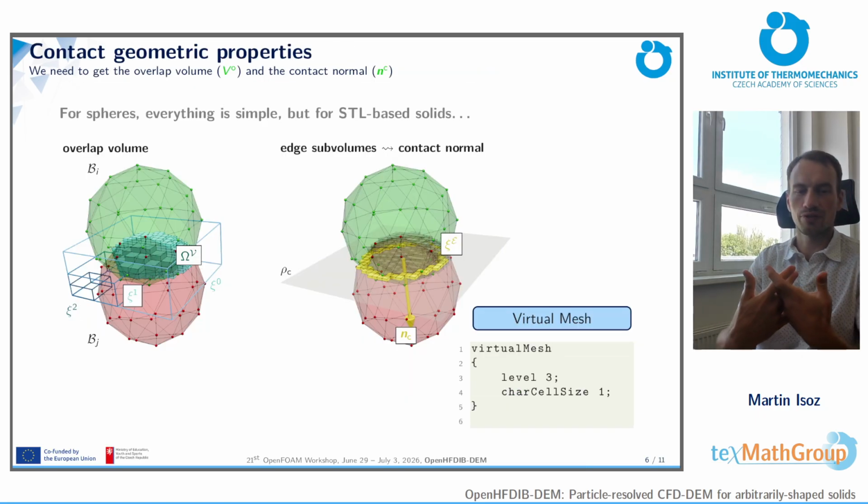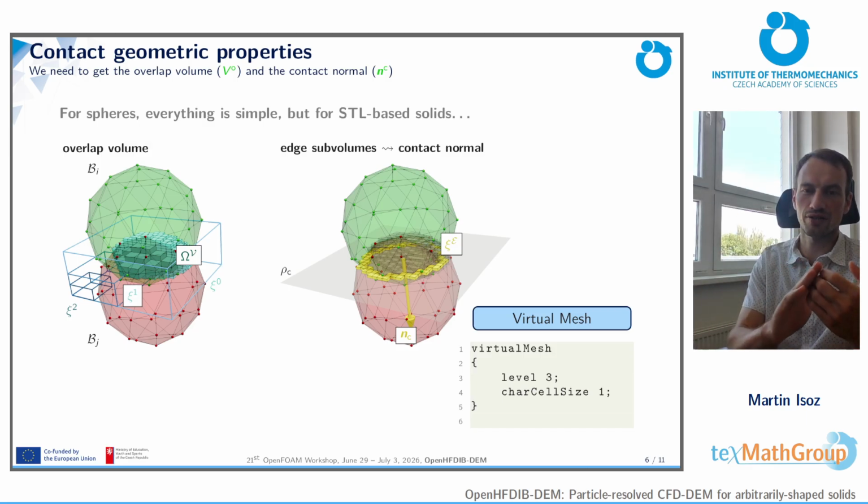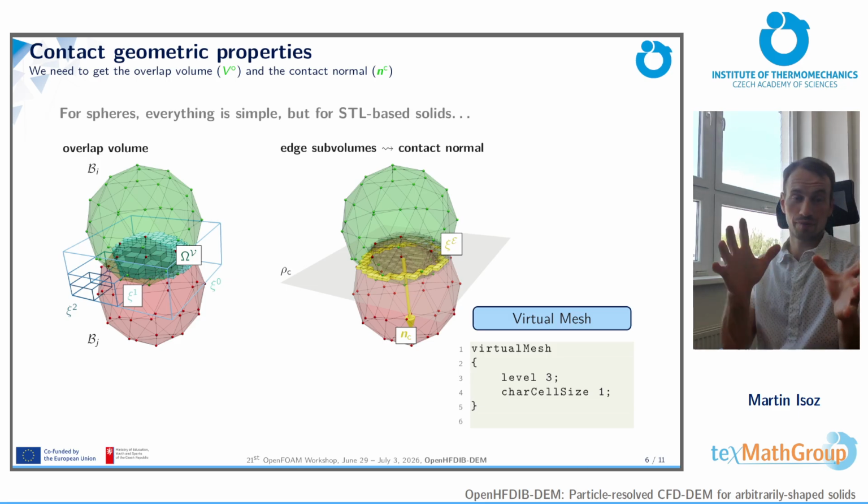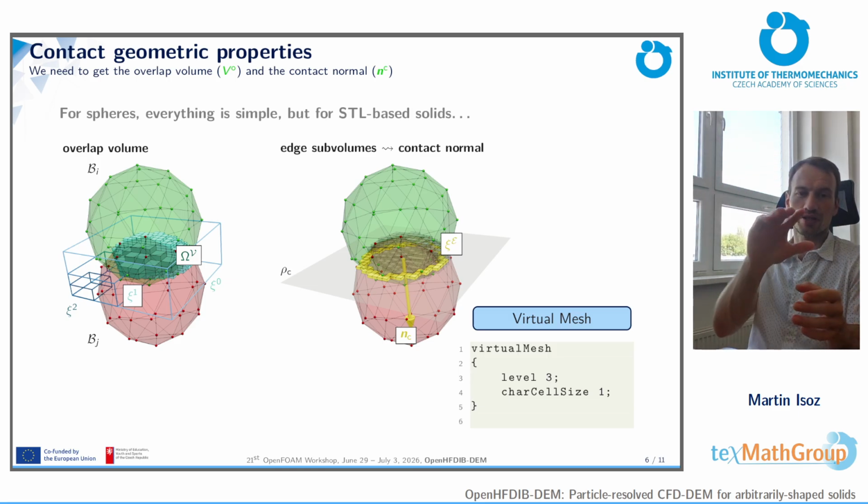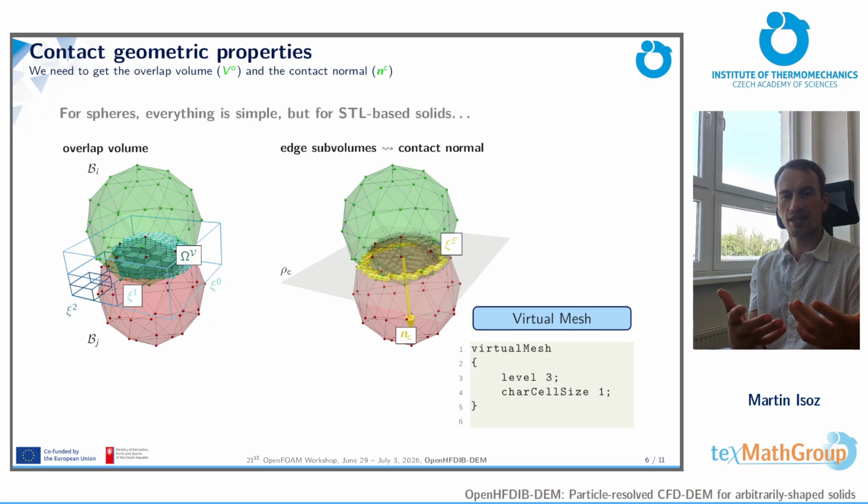Now we need to take a look at the geometric properties of our contact. So overlap volume, which is used to scale the magnitude of the contact force, and contact normal, which is used to get the direction of the contact force. For spheres, it's pretty nice, because for spheres in contact you can compute the overlap volume analytically, and you can easily get the contact plane, thus the contact normal. For STL based solids, it's slightly more complex because we do not have any analytical expression to work with.